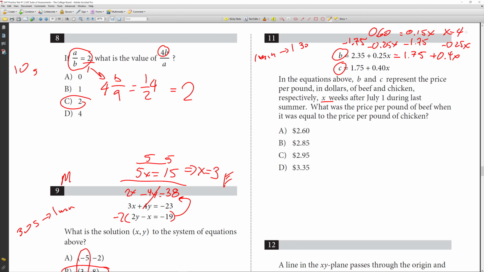With x equals 4, you have a choice. Plug it into the first equation or the second equation. The first equation will be easier because 4 quarters is $1. So $1 plus 2.35. So 1 plus 2.35 gives me 3.35. Answer is D.